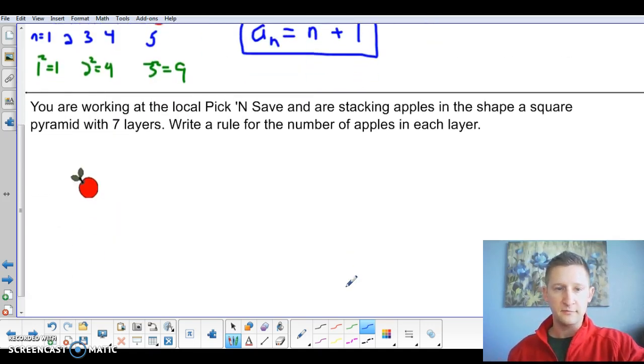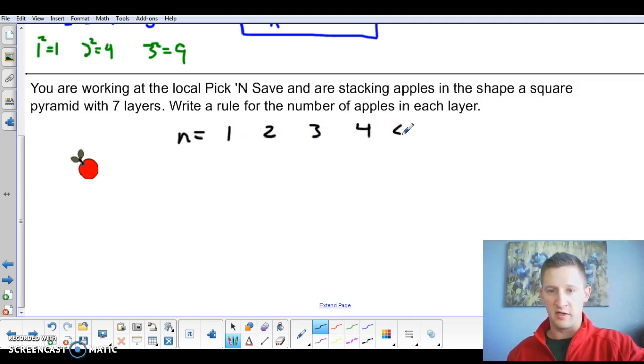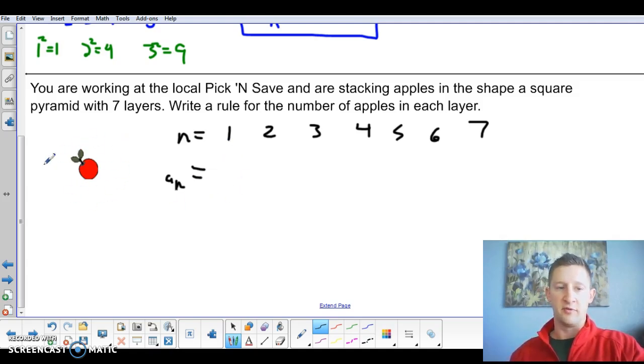Next example. We're working in the local pick and save and are stacking apples in the shape of a square pyramid with 7 layers. Write a rule for the number of apples in each layer. All right. So n is going to be the number of the layer that we're working with. So I've got 1, 2, 3, 4, 5, all the way to 7. And then a sub n is going to be the number of apples in each layer. So in the first layer, if I start at the very top of the pyramid, my square pyramid is going to have 1 apple. It's going to be 1 apple up on top, and that's it.